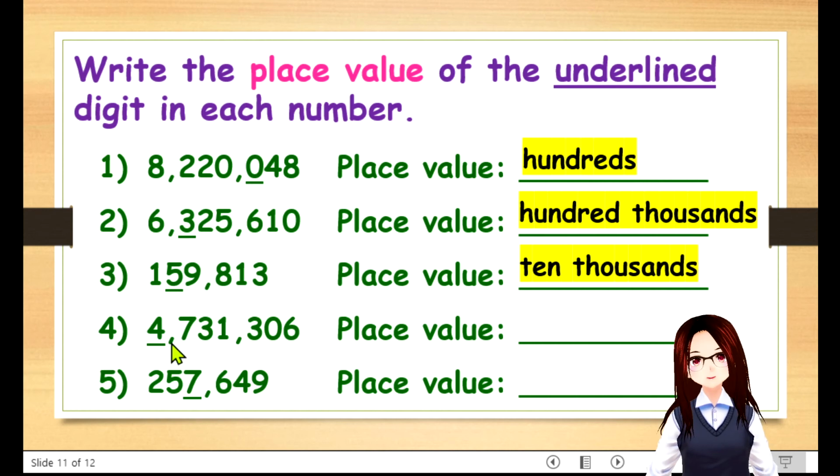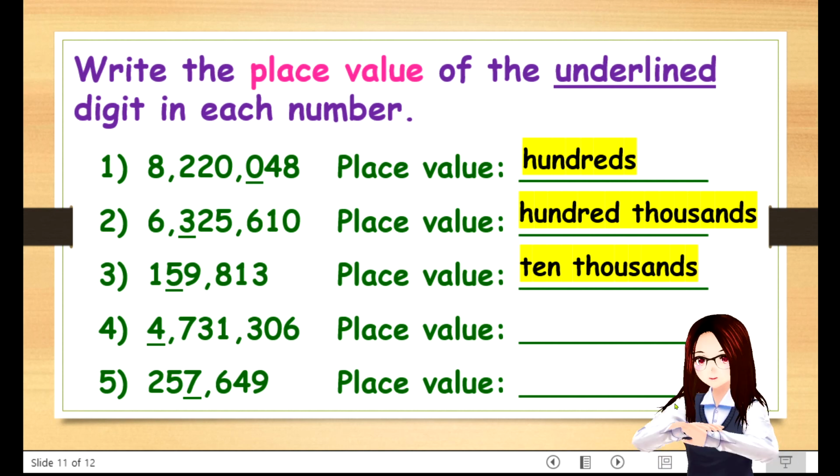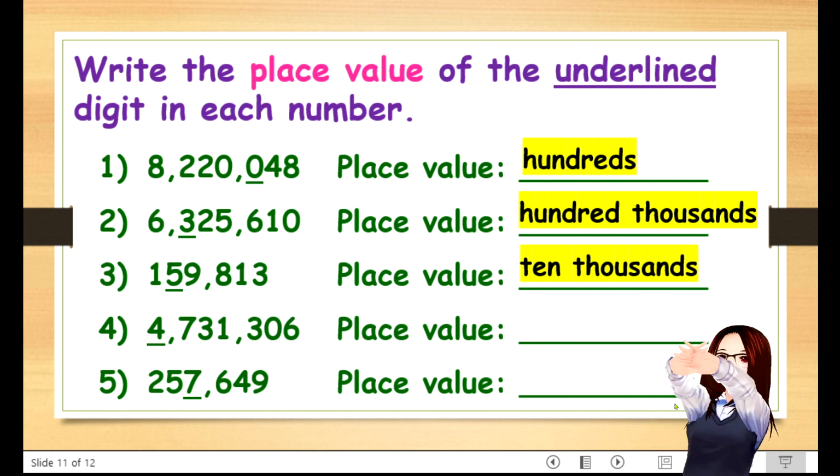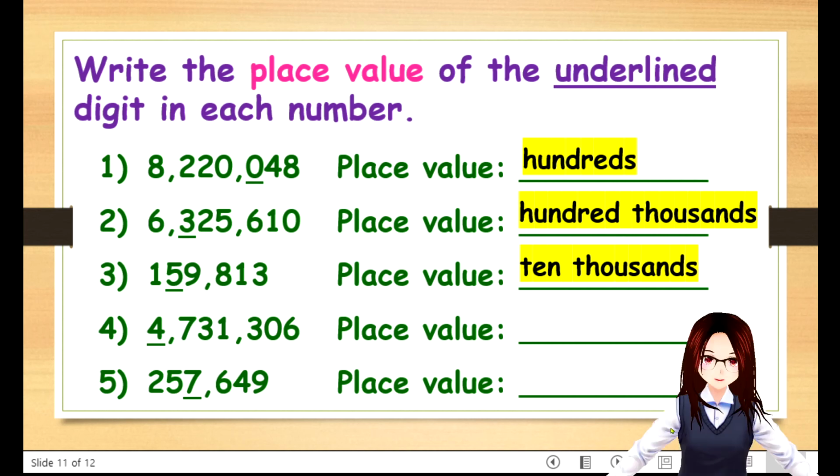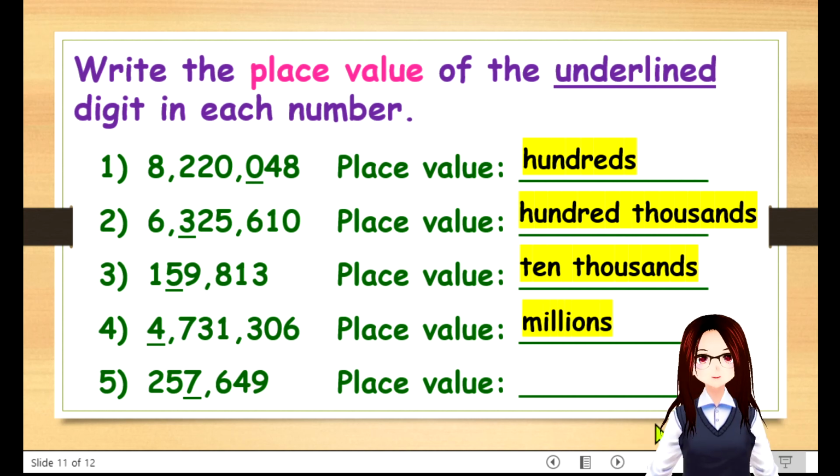Now let's go to number 4. The underlined digit is 4. Ready, set, go. Okay, time is up. The correct answer is millions.